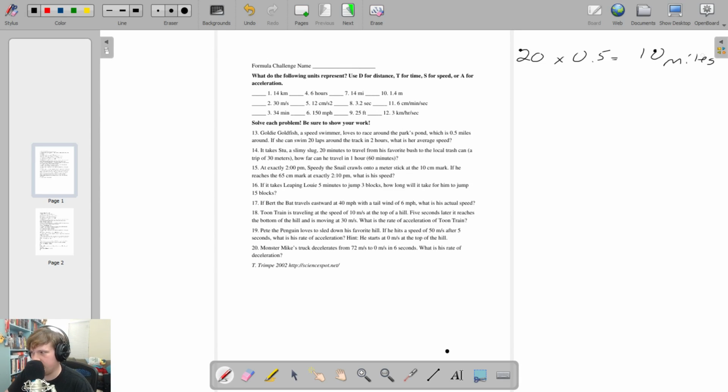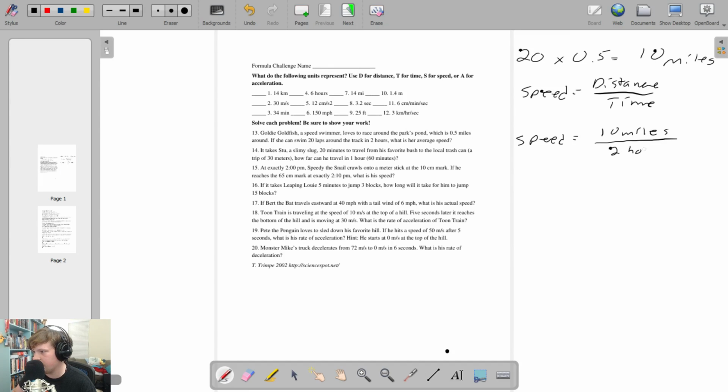Okay, so she did 20 laps, and it's 0.5 miles a lap, so half a mile pond. She does 20 of them, so she ultimately does 10 miles. Now, it says she does it in 2 hours, and what is her average speed? So we have our distance, which is 10 miles. And remember, speed is equal to distance over time. Okay, so we're going to do speed is equal to 10 miles over our time. And it says she did it in 2 hours, so we're going to go 2 hours.